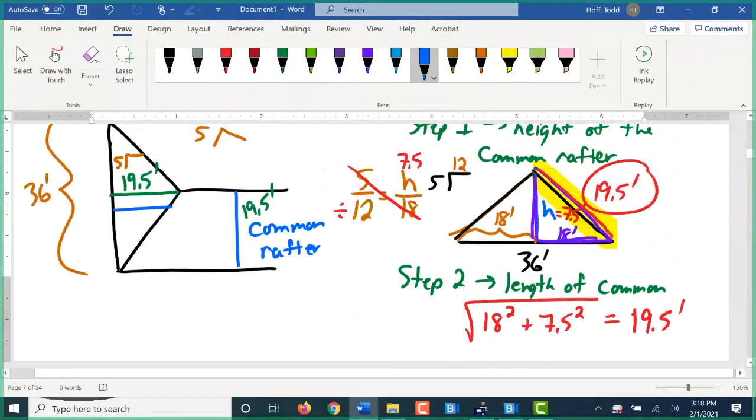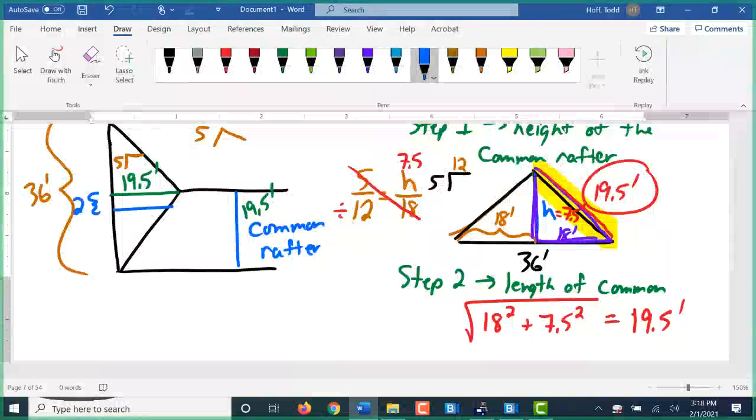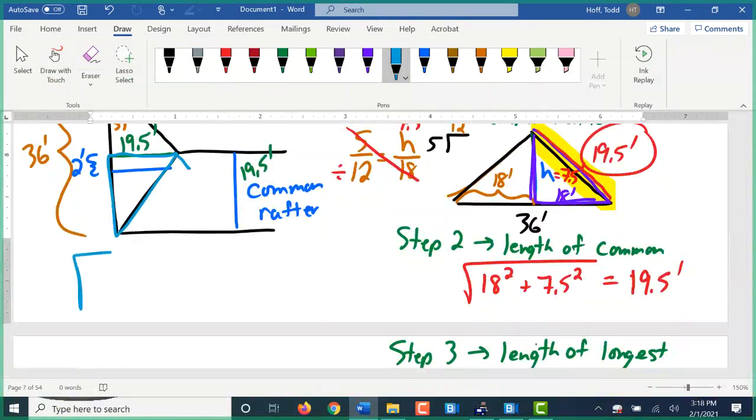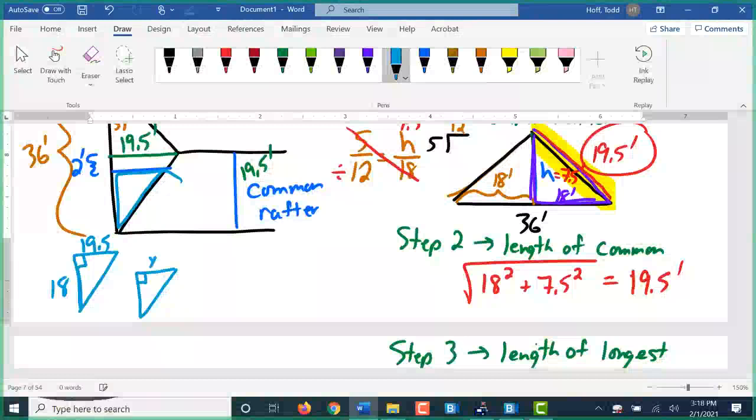The next longest hip jack would be this one right here. Now, I didn't tell you what our spacing is yet. Let's assume that we're spaced 2 feet apart, just to keep our numbers way simpler. So what we have here is two triangles. I have this big triangle right here. This is 19.5. Do we know this dimension over here? 18, exactly. It is just half of our span. Then we have this smaller triangle down here. This is that next longest jack that we're looking for. Do we know this side? Very good. There's 2 foot spacings, so it's just 2 feet shorter than the 18 on the other triangle.